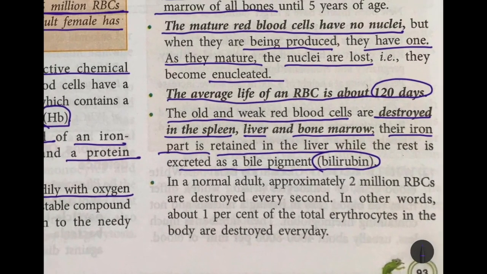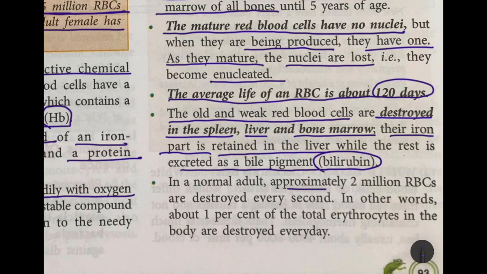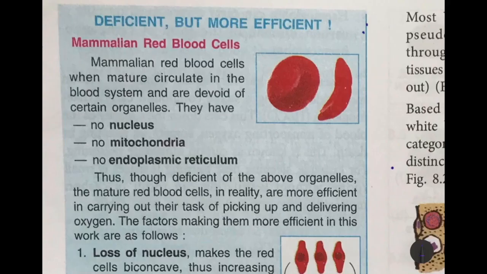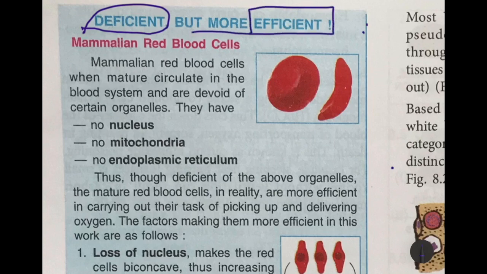Now, in a normal adult, approximately 2 million red blood cells are destroyed every second. In other words, about 1% of the total erythrocytes in the body are destroyed every day. The red blood cells are deficient of certain cell organelles. That means certain cell organelles are not found in the red blood cells, but they are more efficient. Why? Because they can carry more oxygen.